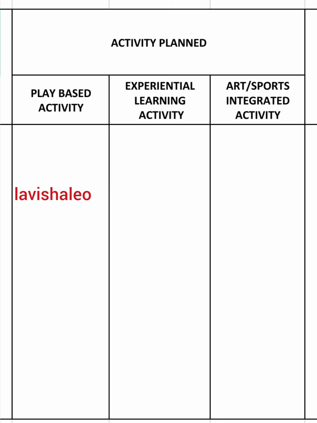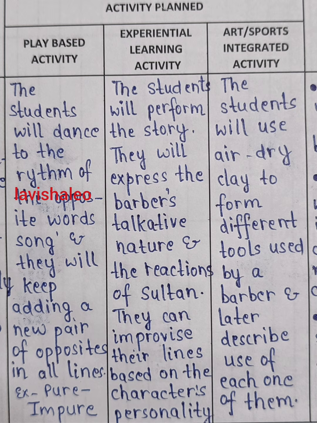Let us now move to the column titled Activity Planned. Under this column you have to mention 3 different activities. First one is any play-based activity. Second one is any experiential learning activity, and third one, either you can choose an art integrated activity or a sports integrated activity, or if you wish you can write both of those activities.